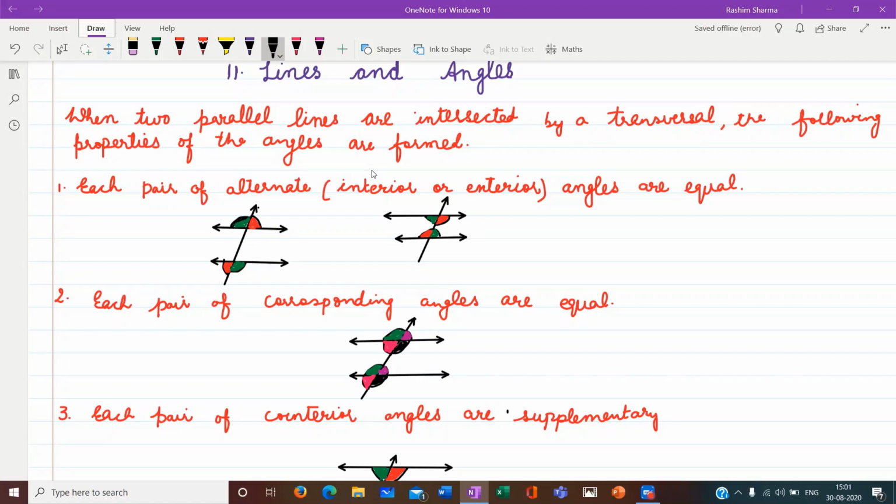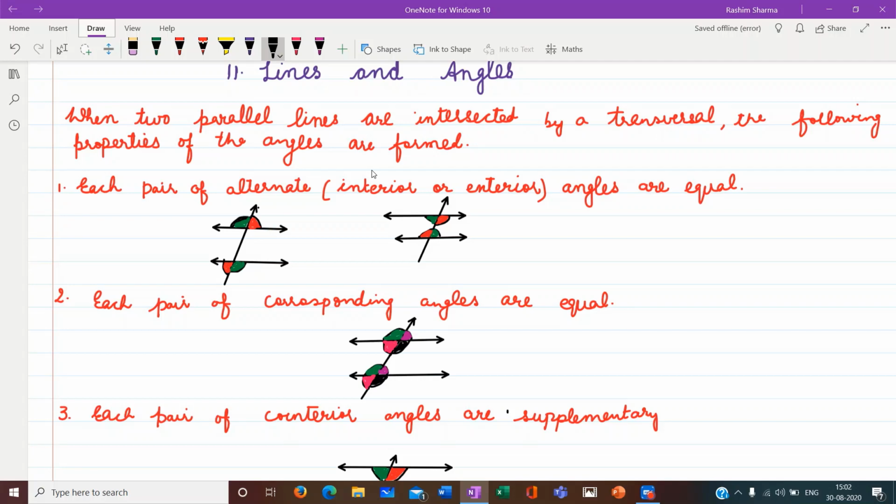Hello students. In today's class we will continue with chapter 11, lines and angles. Till now we have discussed angles formed by two parallel lines when they are intersected by a transversal. Let us quickly revise all those angles.